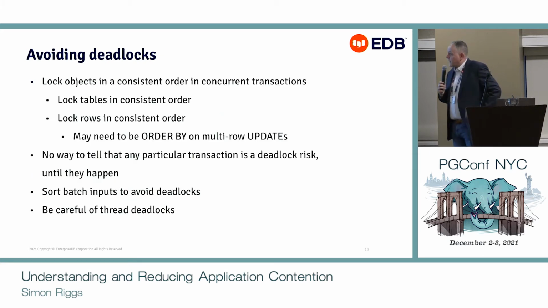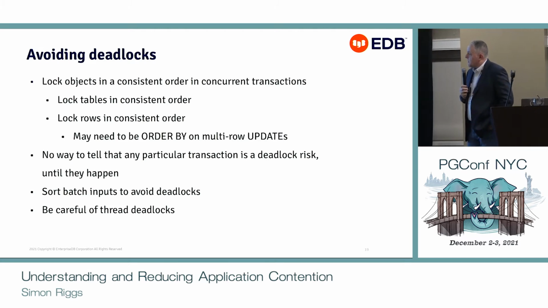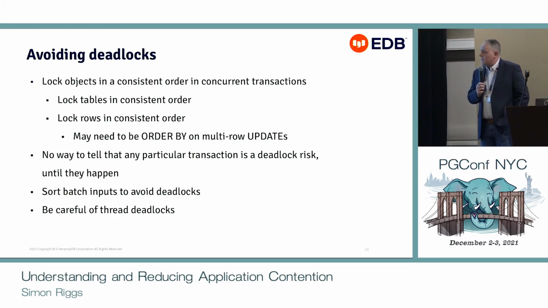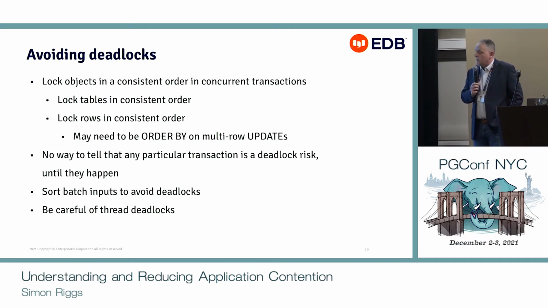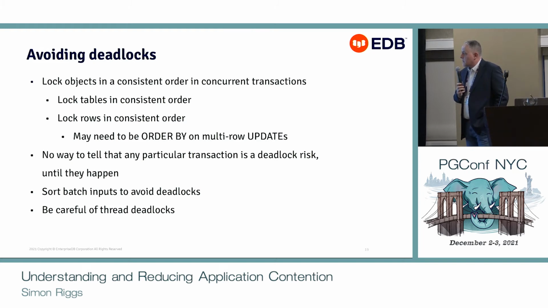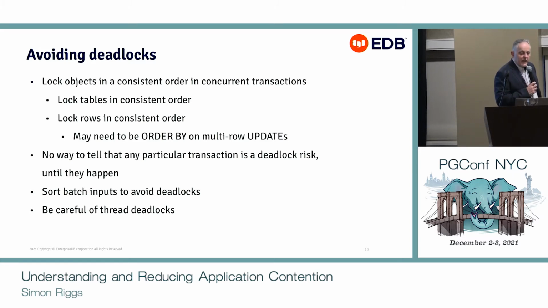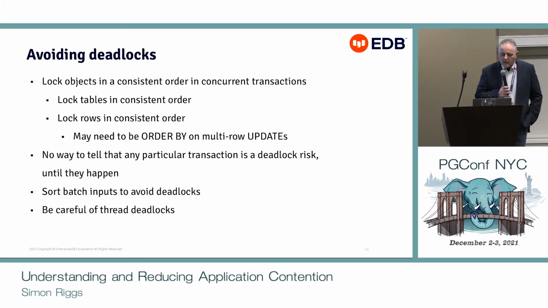In order to avoid deadlocks, you just need to lock the objects in a consistent order, both at table level and at row level. So you might need to add ORDER BYs to some of the queries in order to get that locking to be consistent. There isn't any way to tell that a particular transaction is a deadlock risk. So again, that would be a nice feature.